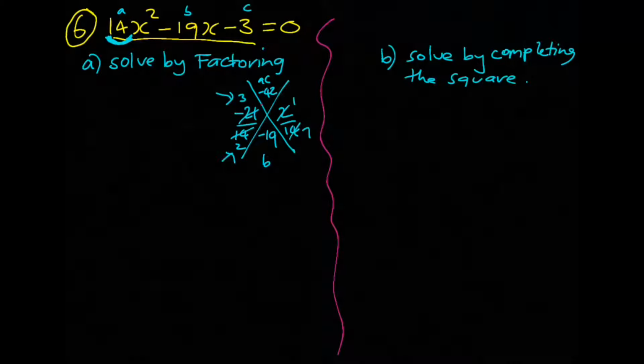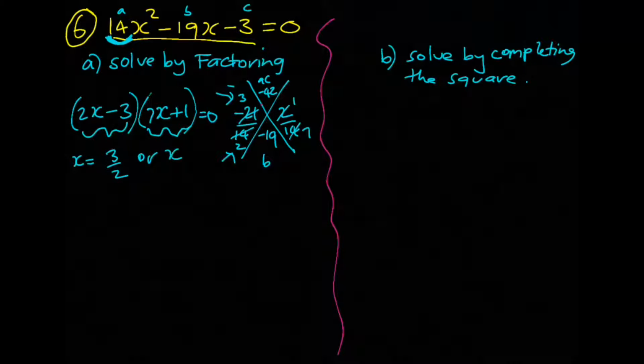So we've got 2x minus 3. Don't forget this is a negative. Times 7x plus 1, and that equals 0. So now we can go ahead and solve using the null factor rule. So either that is 0 or that is 0. So x equals 3 on 2, or x equals negative 1 on 7.